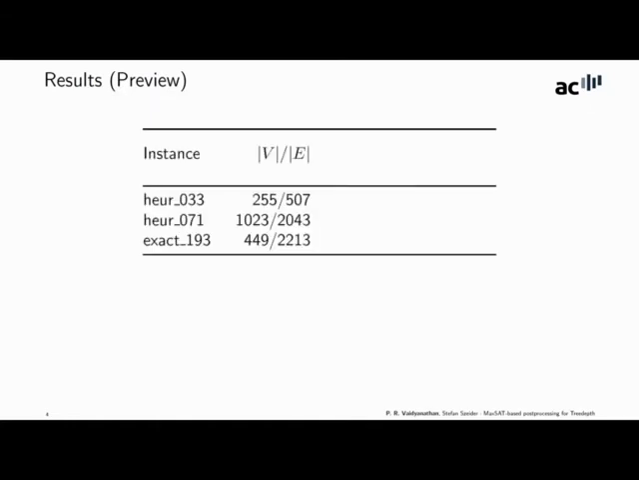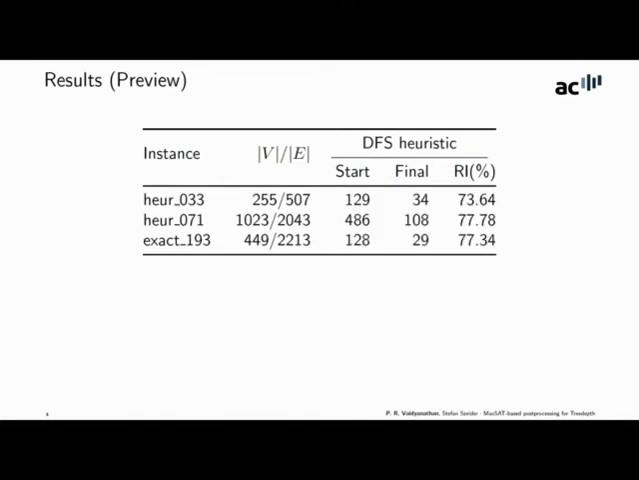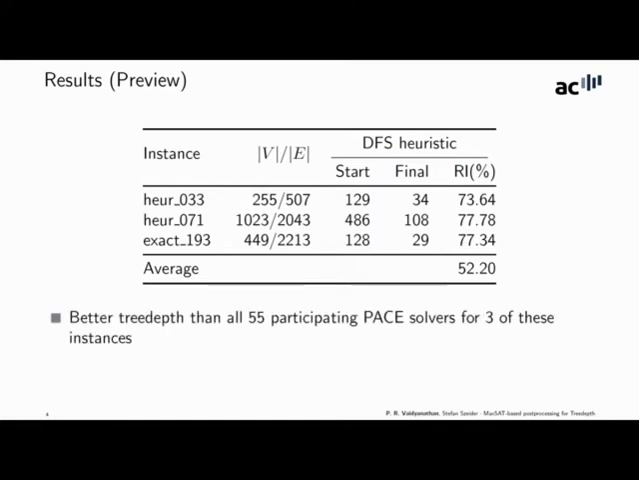Finally, a quick preview of the results. Here are a couple of instances from the PACE challenge, and our algorithm starts with a heuristic decomposition provided by DFS and improves on that. So we analyze the starting tree depth, the final tree depth, and the relative improvement expressed as a percentage of the starting tree depth. So here are the numbers, and as you can see, they look quite positive. And on average, over all the 200 or so instances, the relative improvement is around 52%. Further, our algorithm was able to provide a better tree depth than all the 55 participating PACE solvers for 3 of these instances.